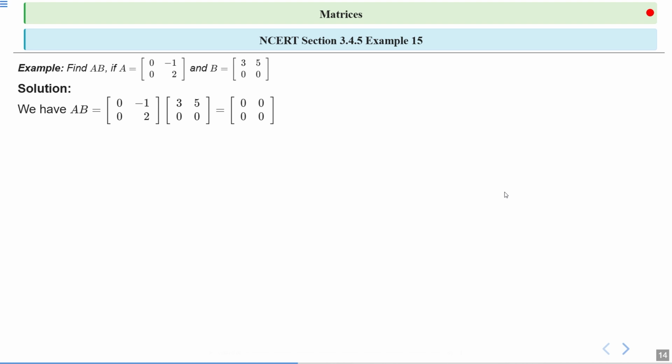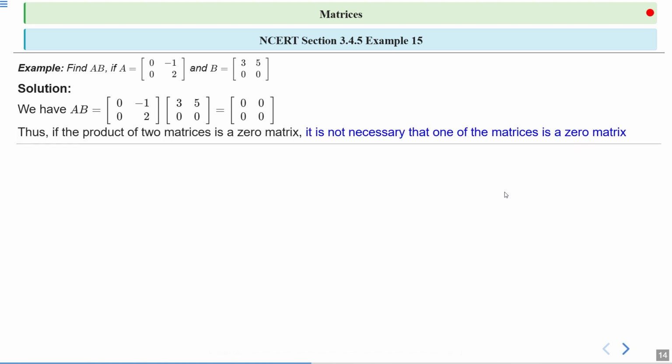So it's important to understand how we arrived at this result by multiplying corresponding elements and summing them up for each position in the resulting matrix, okay? The key takeaway here is that even if the product of two matrices is a 0 matrix, it doesn't necessarily mean that one of the matrices is a 0 matrix, right? In this example, neither matrix A nor matrix B is a 0 matrix, yet their product is a 0 matrix. This highlights an interesting property of matrix multiplication that can sometimes be counterintuitive. So keep this in mind as we explore more properties of matrices.